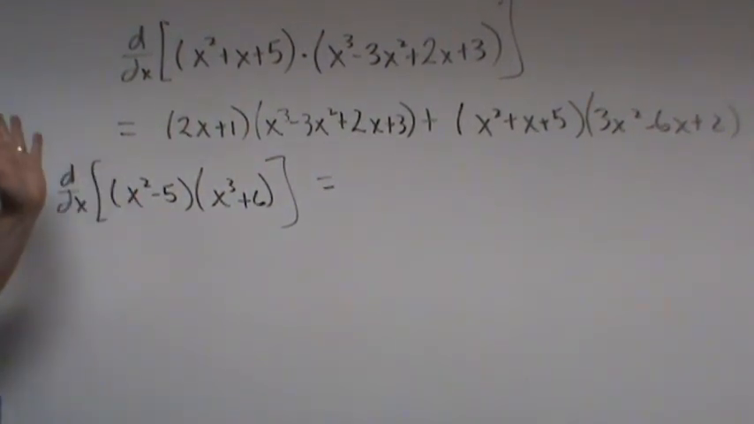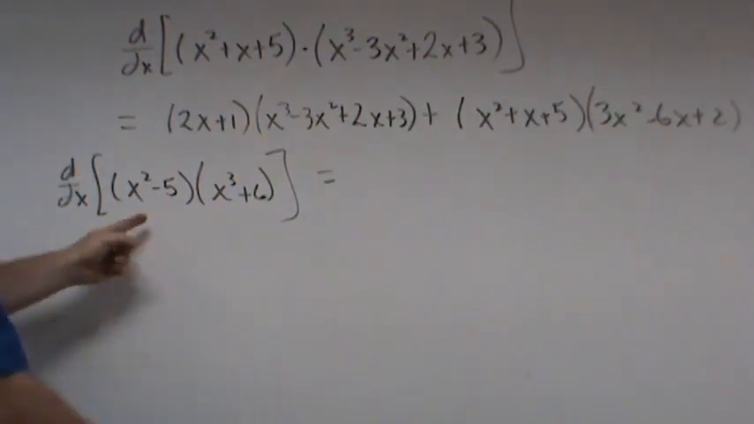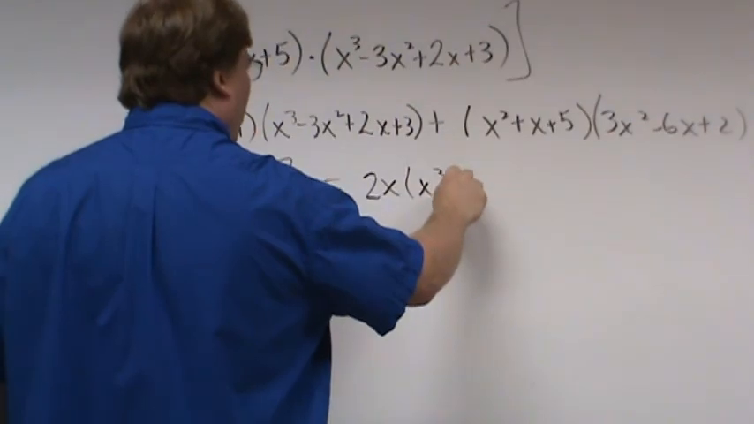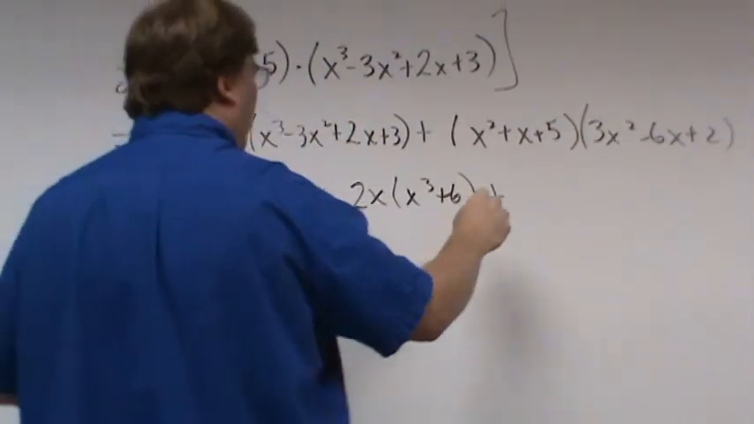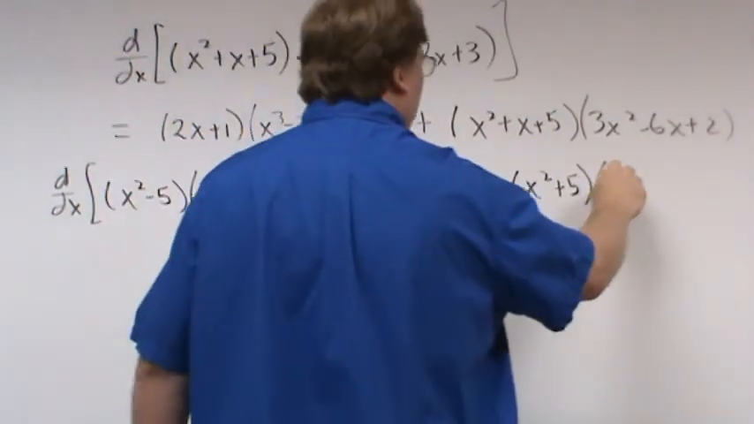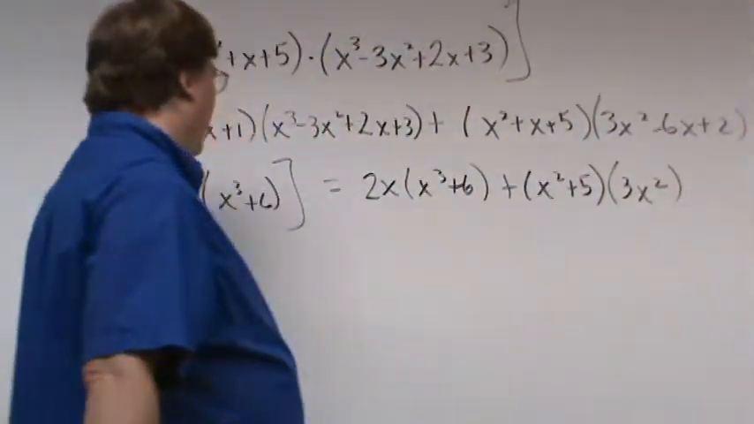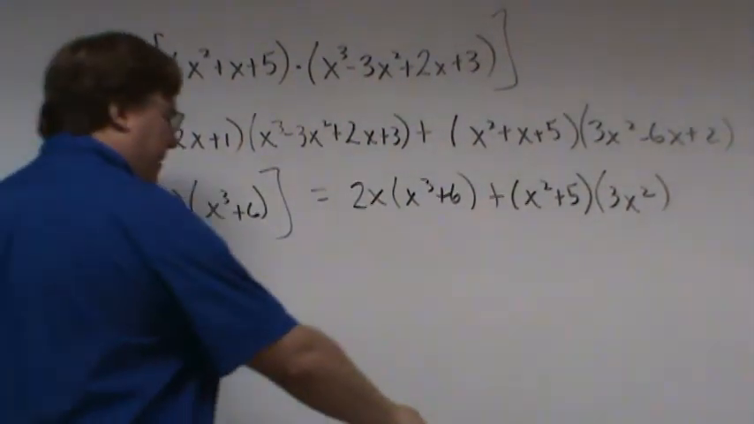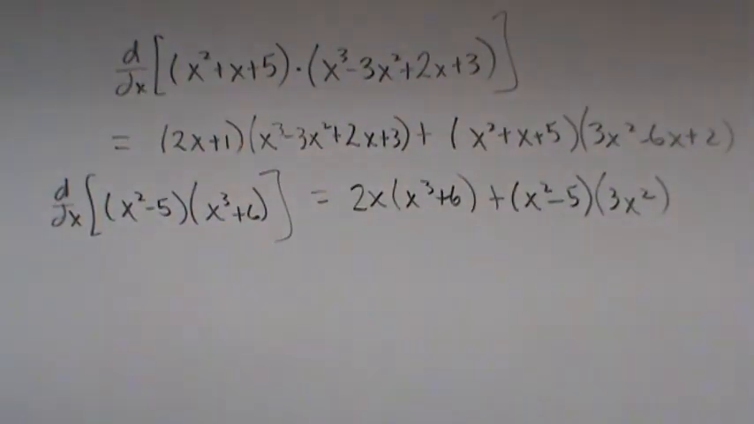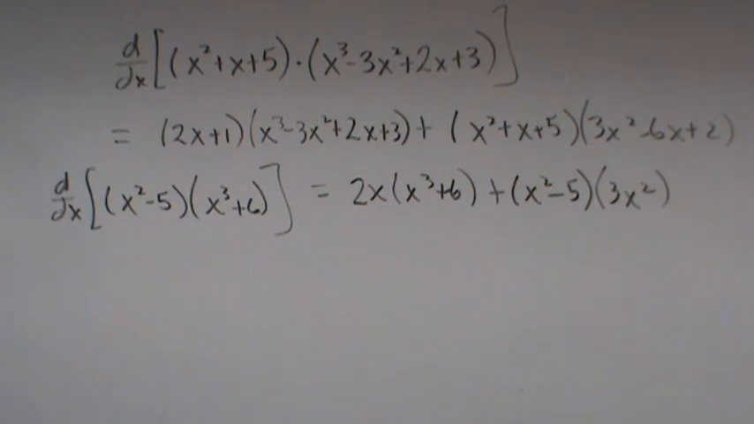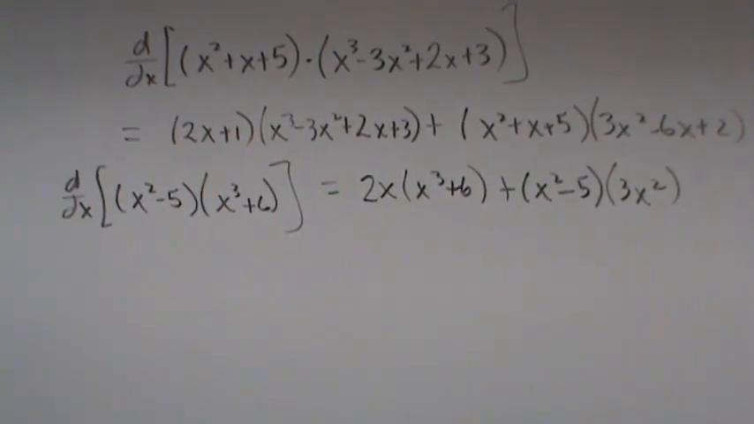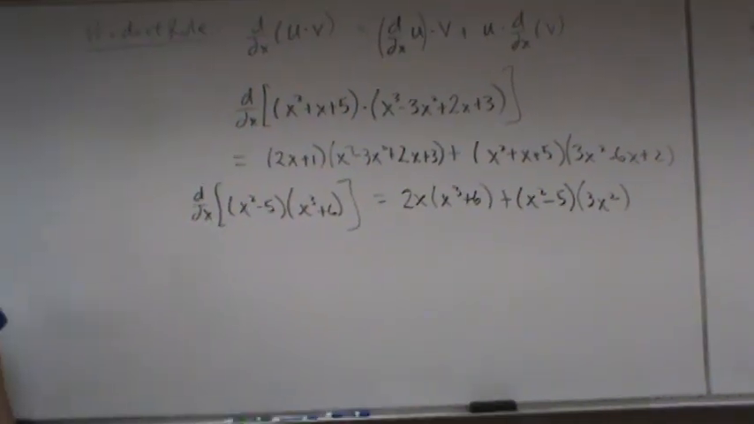Okay, you guys done? Yes, sir. Okay, derivative of the first times the second plus the first times the derivative of the second. How many people got that answer? Yeah, that's it, that's the product rule. Just derivative of the first times the second plus the first times the derivative of the second. That's all you gotta know, okay?